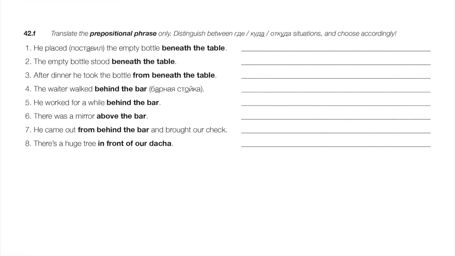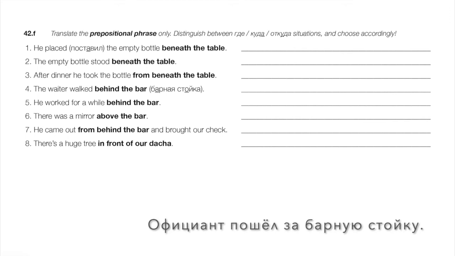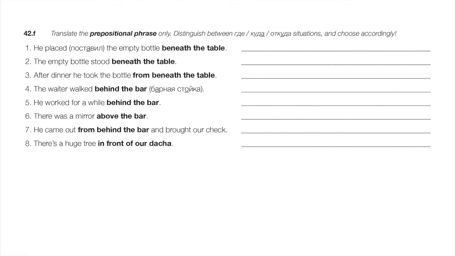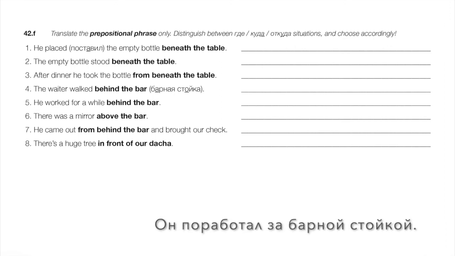Number 4, the waiter walked behind the bar. Okay, this sounds like, let's assume, to a position behind the bar, right? Официант пошел за барную стойку, right? He set off to this position behind the bar, right? That would be куда. Okay, let's say he worked for a while behind the bar, right? That's где, right? He's in this position. Он поработал за барной стойкой, right?